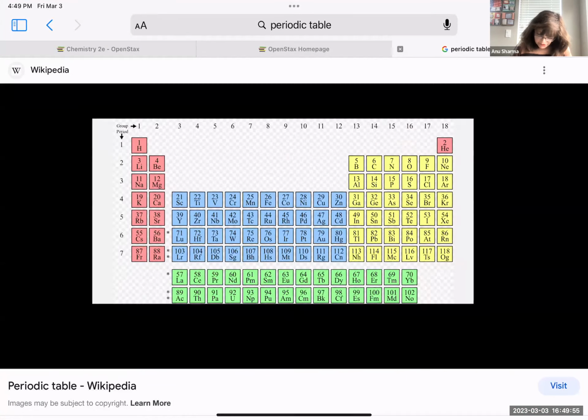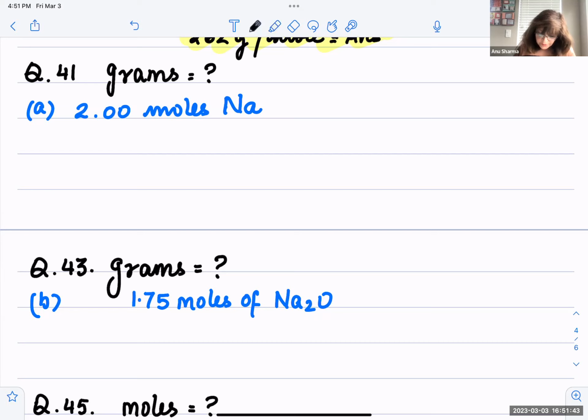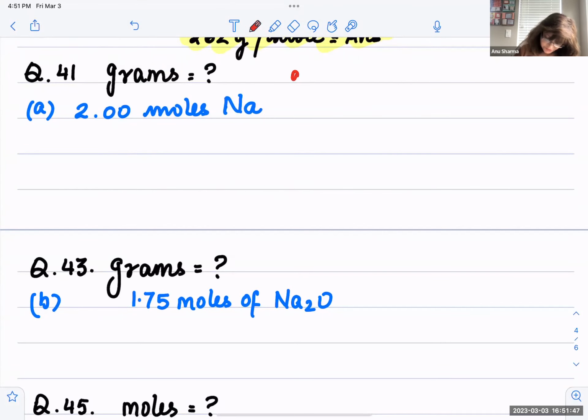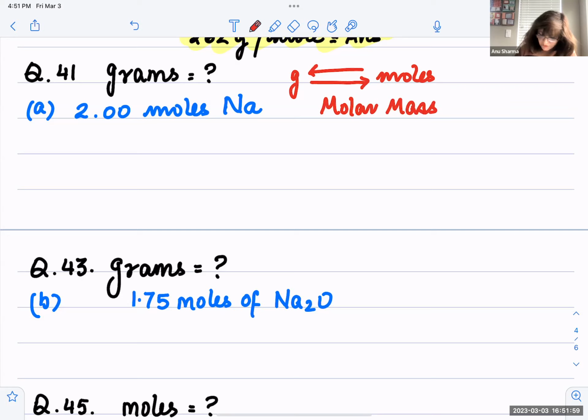Okay, next is 41. The question is, how many grams are present in 2 moles of sodium? So this is a grams to mole question. Always, for grams to mole questions or moles to gram questions, you would need the molar mass. So we are going to find the molar mass of sodium.